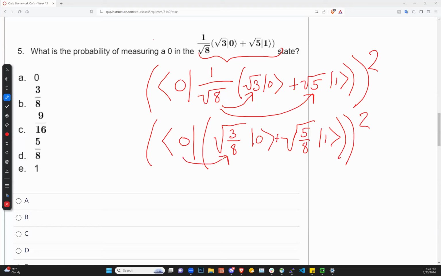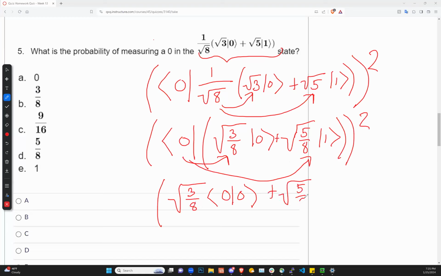Now I can distribute this 0 over to both of these kets. And I will bring this square root of 3 over 8 out front. So square root of 3 over 8 of the inner product between 0 and 0. And now we'll do the same thing with this one state here. So square root of 5/8, just bring that coefficient out front, times the inner product of the 0 state and the 1 state. Again, this is squared.